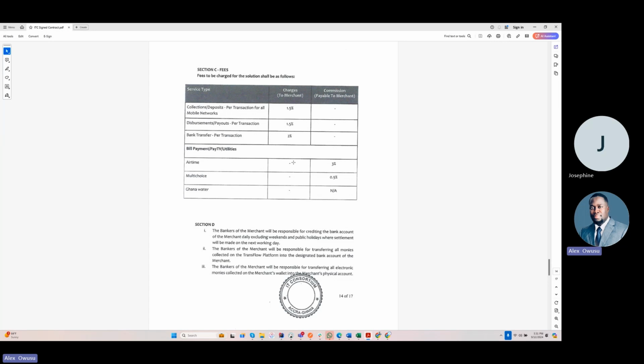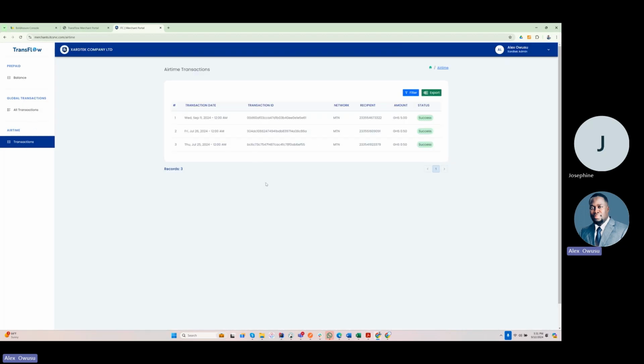So we know that, okay, once we do airtime, we are going to get paid the 3%, and this is how we get paid that 3%, right? Because I don't see it. I only see the airtime transactions here. I don't see the commissions we have earned, right?